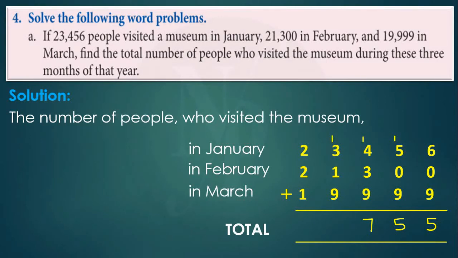1 plus 3 is 4, 4 plus 1 is 5, 5 plus 9 is 14. 4 is written here and 1 is carried forward. 1 plus 2 is 3, 3 plus 2 is 5, 5 plus 1 is 6. It is 64,755. People visited the museum in those 3 months, that is January, February and March of a particular year.